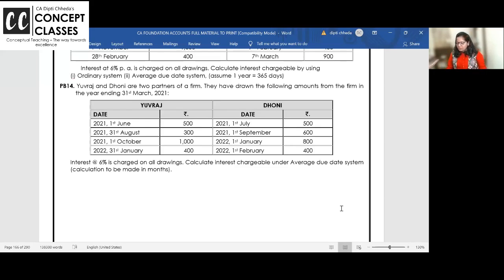Yuvraj and Dhoni are two partners. They have drawn the following amounts. June, August and all. Interest is calculated. Calculate interest only under average due date. So don't calculate ordinary interest. Just calculate interest under average due date. And next they said, do the calculation in months. Superb. If this is in months, we can save so much time, right? So they have asked us to do the calculation in months.